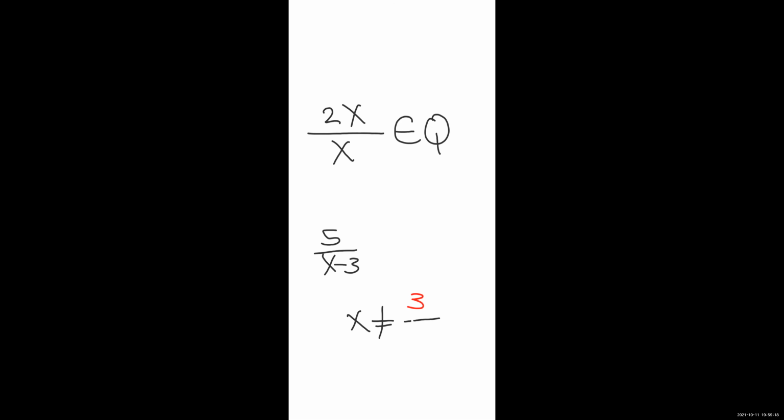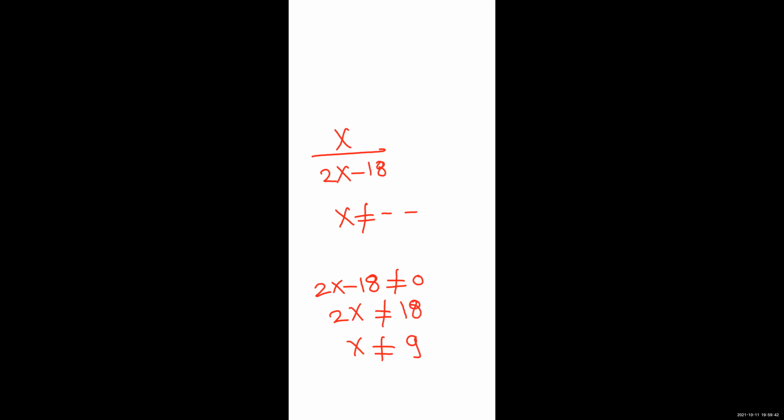But if it's 2x like this, x over 2x minus 18. So in this case, I have to write down 2x minus 18 not equal 0. Then 2x not equal 18. So x not equal 9. That's it. So then I will write down x not equal 9. Okay? Okay. Thank you.